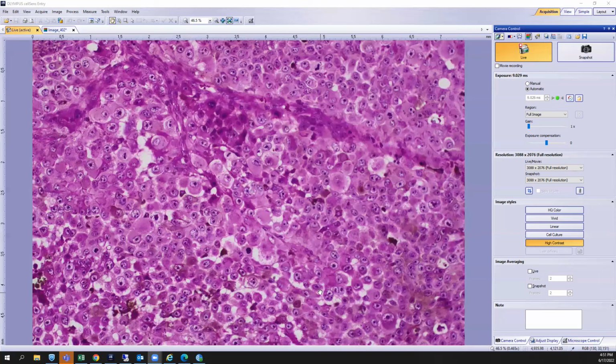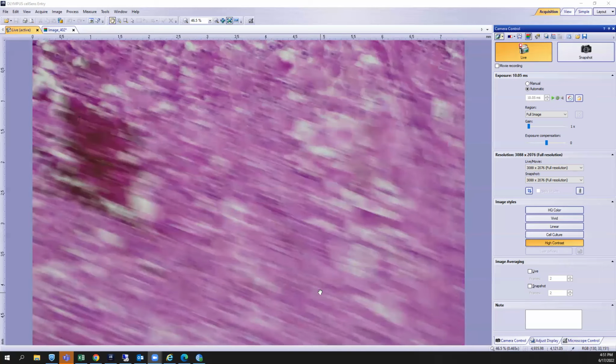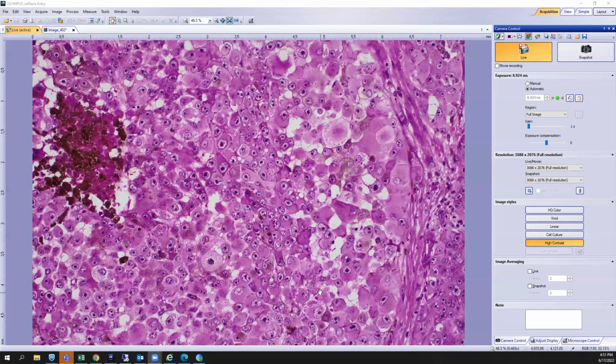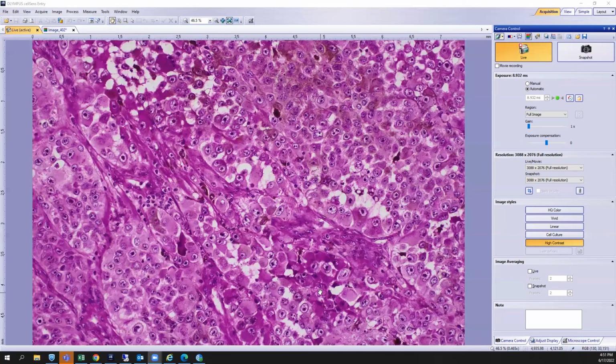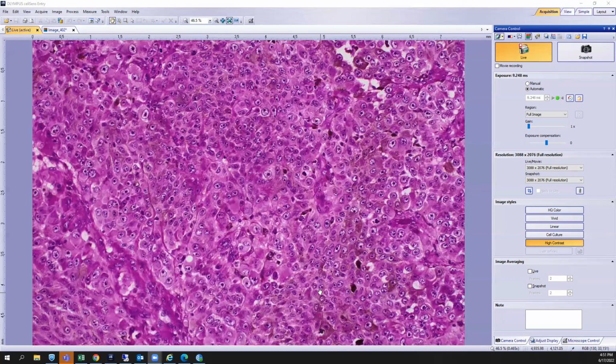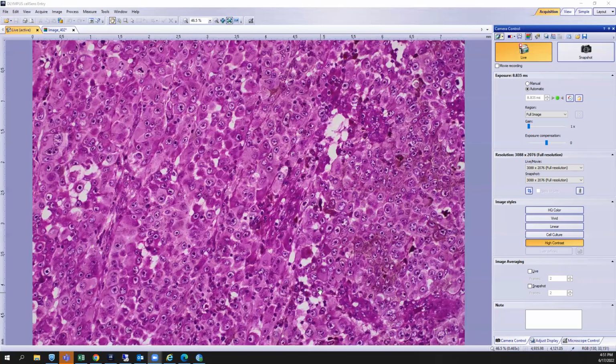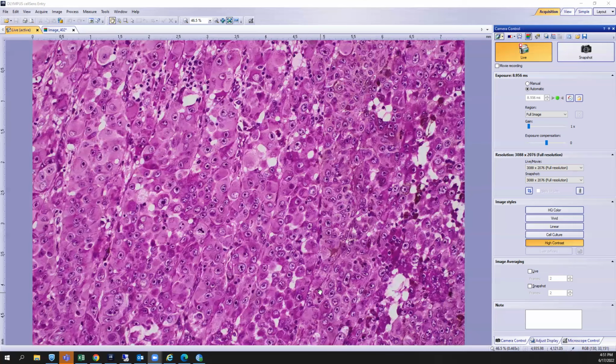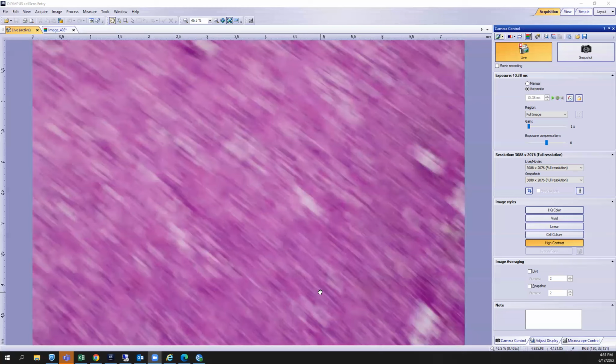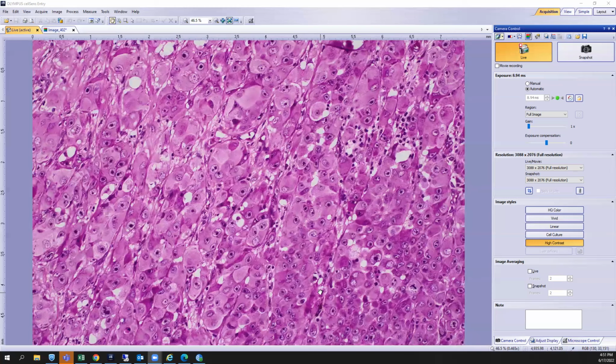Just to scroll around to show you how pleomorphic these cells are. Atypical mitotic figures, scattered pigment. And I wanted to bring your attention to just how eosinophilic the cytoplasm can be in some of these melanomas. So definitely want to do confirmation stains to make sure that this truly is a melanoma.